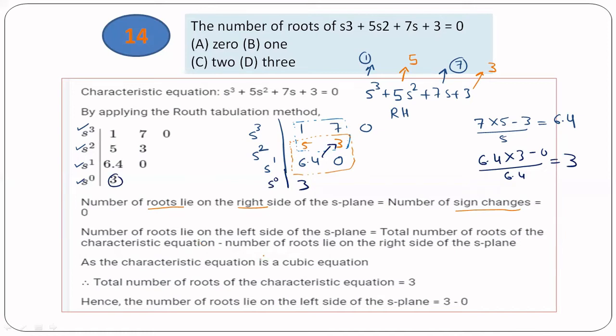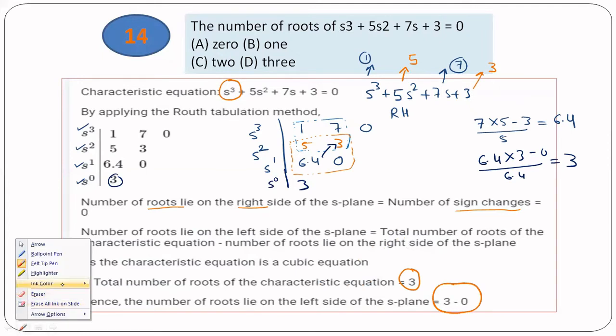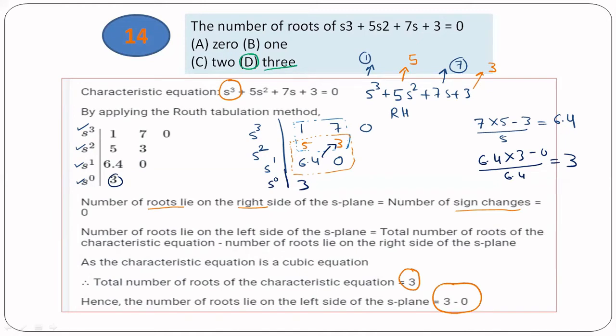As the characteristic equation is given, it is a cubic equation: s cube plus 5s squared plus 7s plus 8. So the total number of roots for this characteristic equation is 3. We have to calculate the number of roots which lie on the left of the plane, which is 3 minus 0, equal to 3. So the answer is option B.